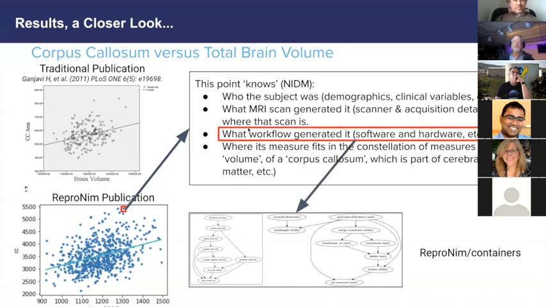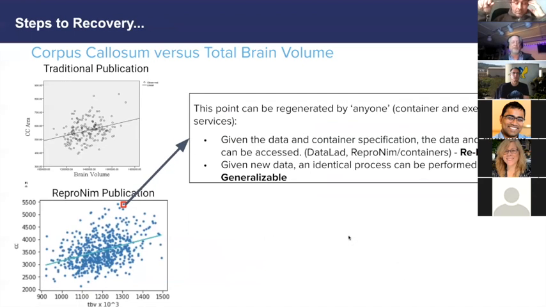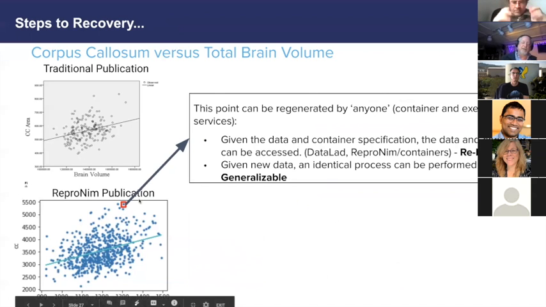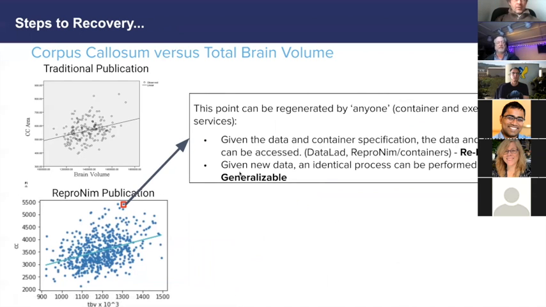So any individual, given the ability to access that data, could regenerate that data point. And given new data, one can generate data points of the exact same method, or if one wanted to explore and change that method, one could do that as well. So each of these points, therefore, are both re-executable, in that anyone could re-execute this point, but it's also generalizable, since anyone could change the data or change the analysis in structured ways and understand how that affects that analysis.